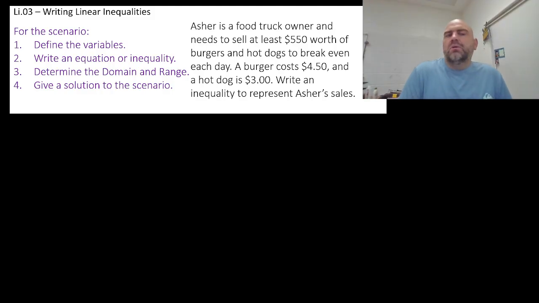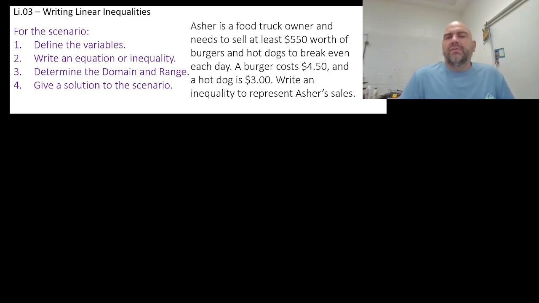Welcome to this example. We're going to be taking a look at an inequality example, one where our variables and our total are not the same thing. And so we're going to have to do a little bit of multiplying. And I'm hoping that this example is going to help you visualize what that looks like.